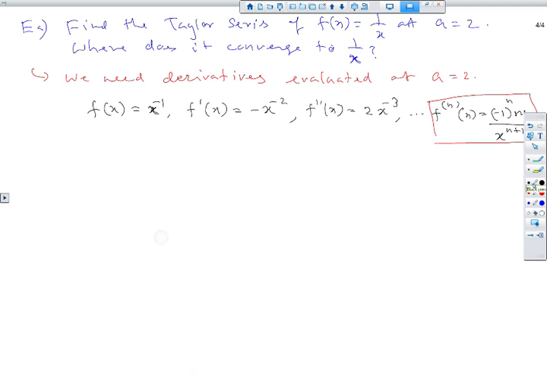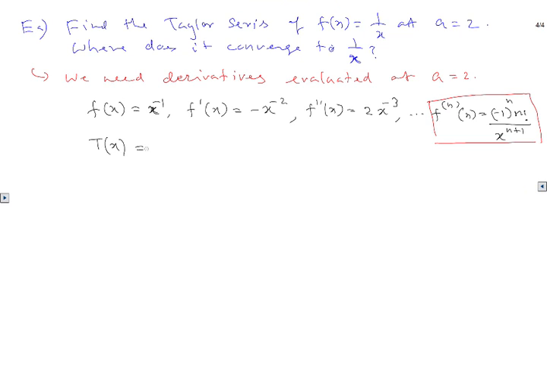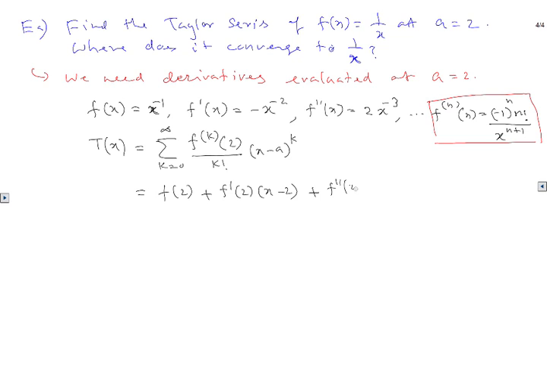So let's try the Taylor series. You can write T(x) for the Taylor series. So let's try the formula: the sum for k going from 0 to infinity of f to the kth power evaluated at 2, over k factorial, times x minus a to the k. So let's plug in. Start with k equals 0 as before. It is f(2) plus f prime(2)(x minus 2) plus f double prime(2) over 2 factorial times (x minus 2) squared. So those are the first few terms.